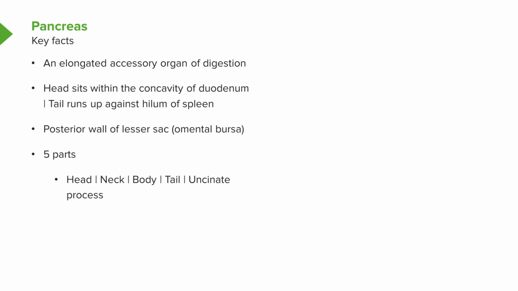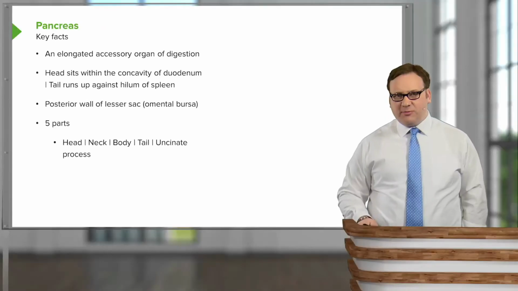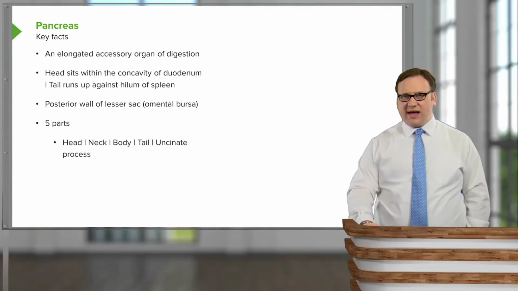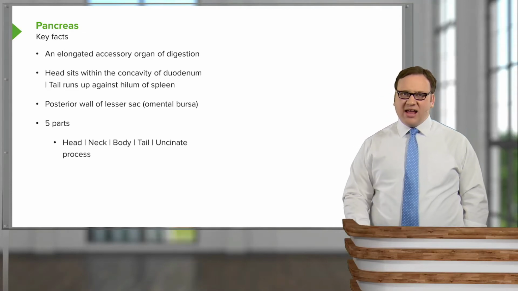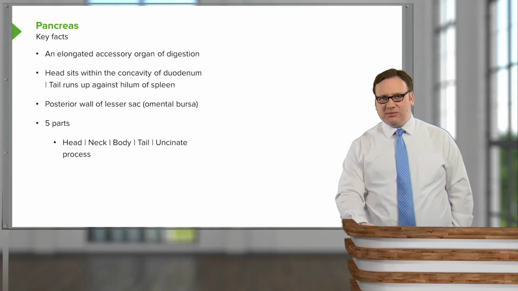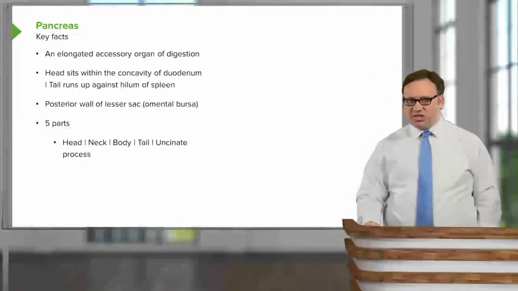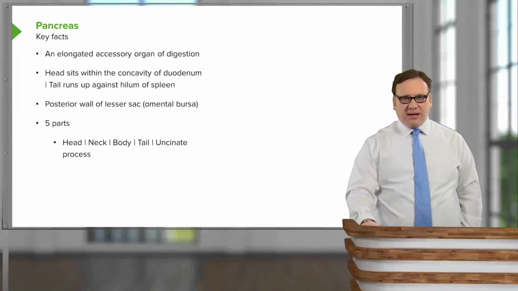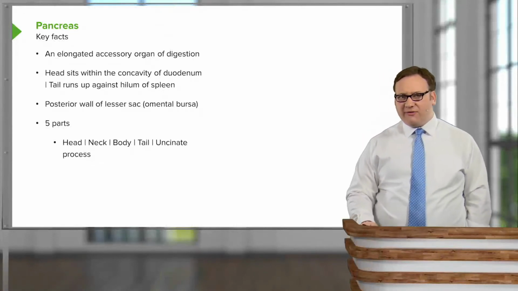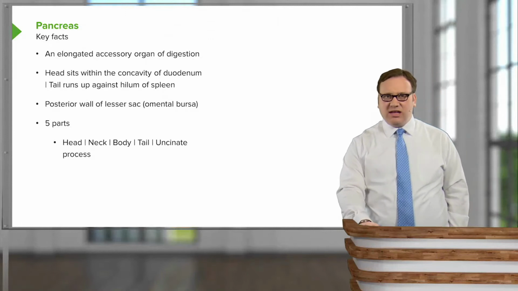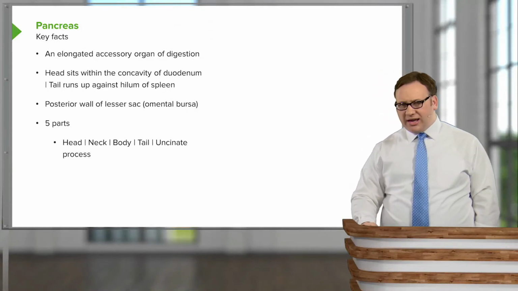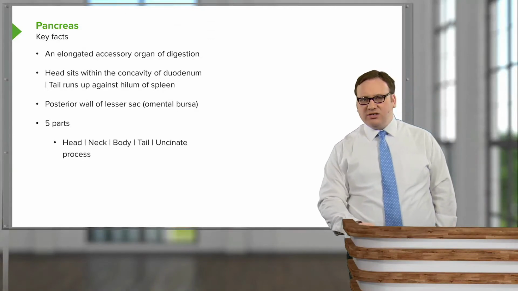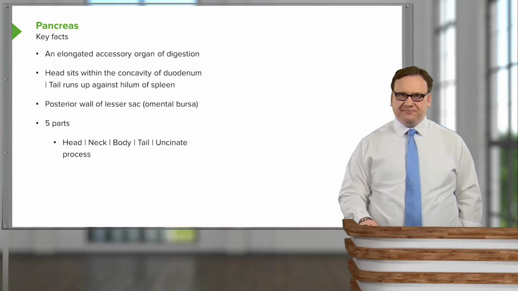So let's have some key facts about the pancreas. It's an elongated accessory organ of digestion. It's leaf shaped. As I've mentioned, its head sits within the concavity of the duodenum and the tail runs up against the hilum of the spleen. It's positioned on the posterior wall of the lesser sac, or the omental bursa, and it's made up of 5 parts. We have a head, which sits against the duodenum, we have a neck, a body, and a tail that extend towards the hilum of the spleen.